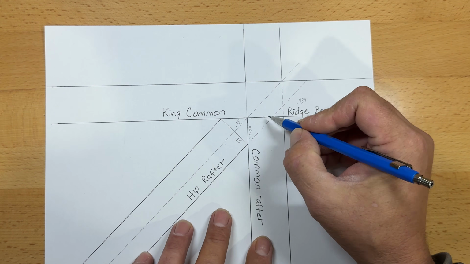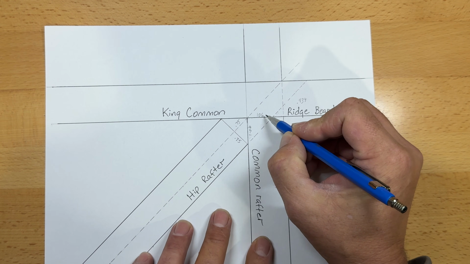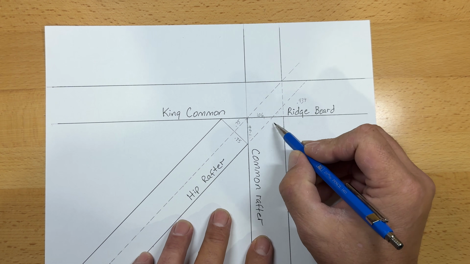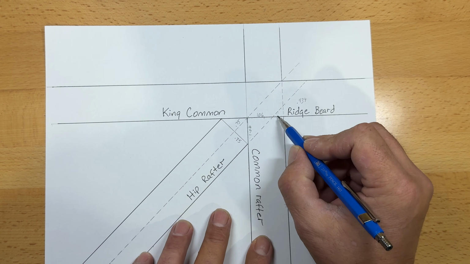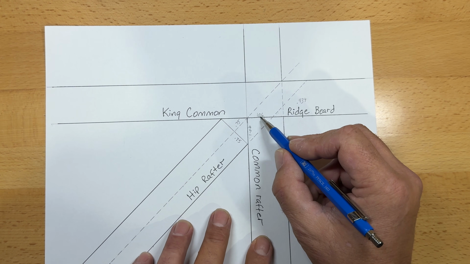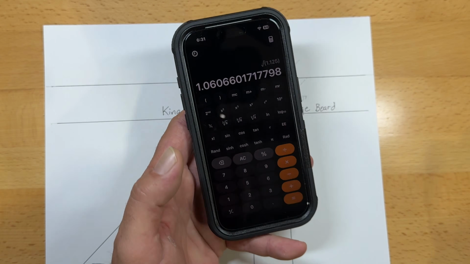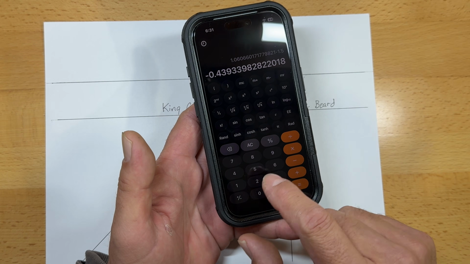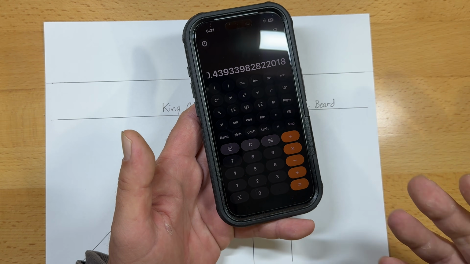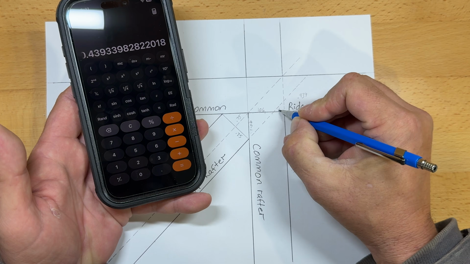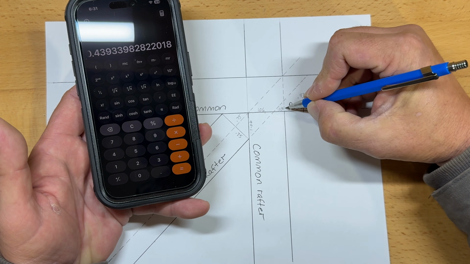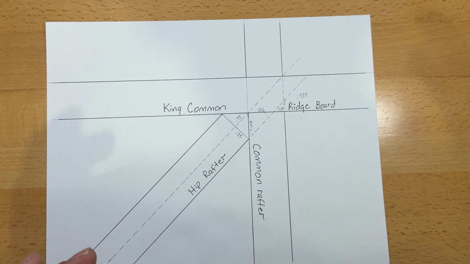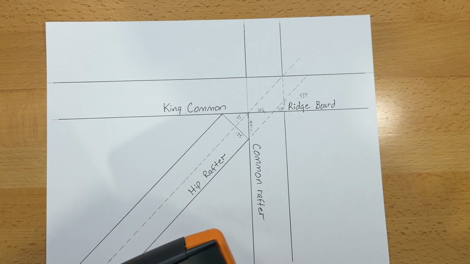Now, because this is a 45-degree triangle, that means that this side is also 1.06. That means that this distance here will be 1.5 inches minus the 1.06. So if we take that number, we subtract 1.5 for the thickness, then we get 0.439. We'll just switch that to positive, and now we know that this is 0.439, which means that this distance here is also 0.439. So the way that you correct this in your calculator is like this.